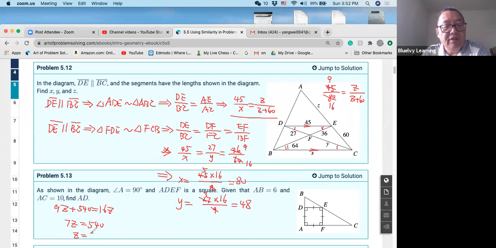7, this one cannot be divisible, right? 540 divided by 7. You cannot divide this one evenly. So you can just write Z equals 540 divided by 7.